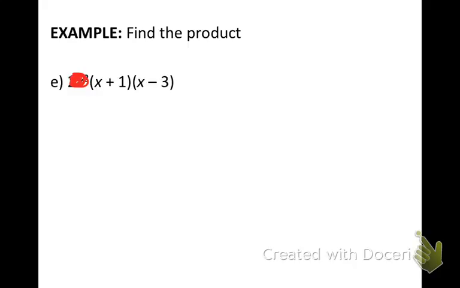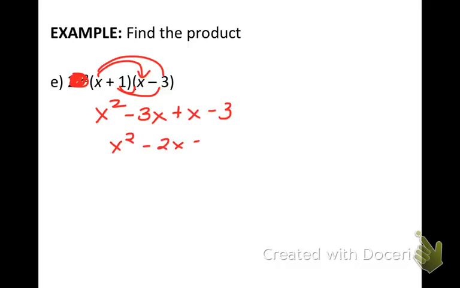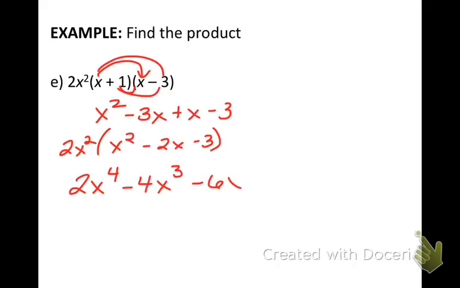So if we FOIL that or double distribute, x squared plus x minus 3x minus 3, which would go to x squared minus 2x minus 3. And now bring down that 2x squared. So then all I have to do is just distribute that 2x squared to all three of those terms. So we get a 2x to the 4th minus 4x to the 3rd minus 6x squared.